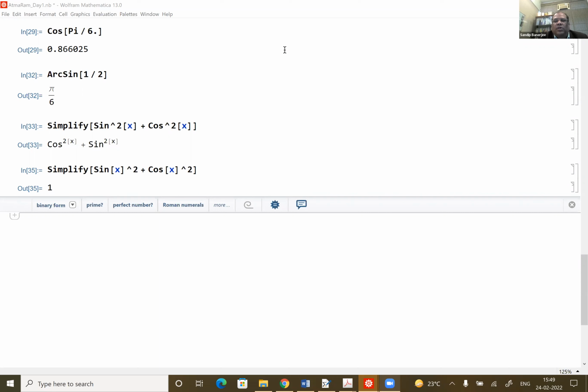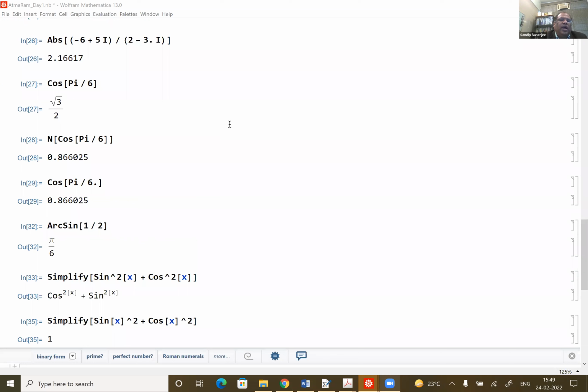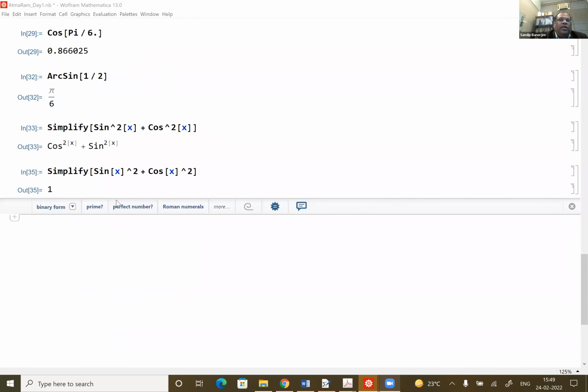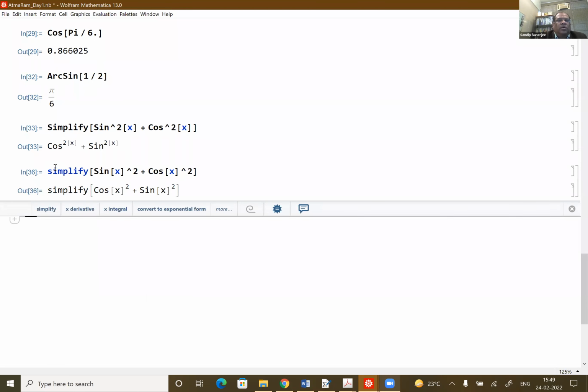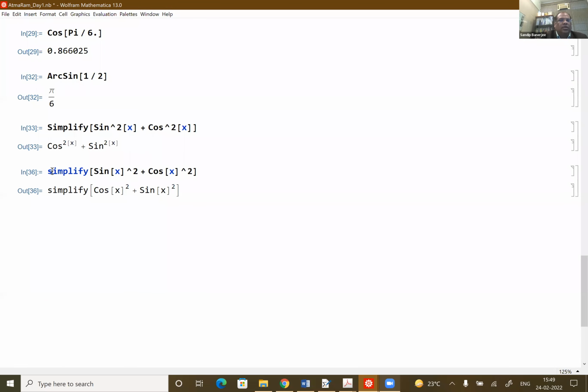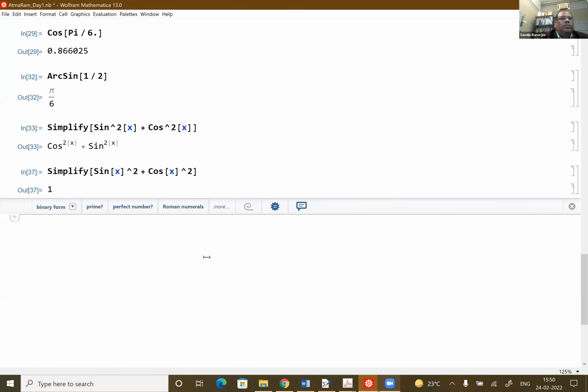The first letter is capital, because these are inbuilt commands. If I keep it small, it will not work. Mathematica has an inbuilt syntax of its own. That's why this is capital.